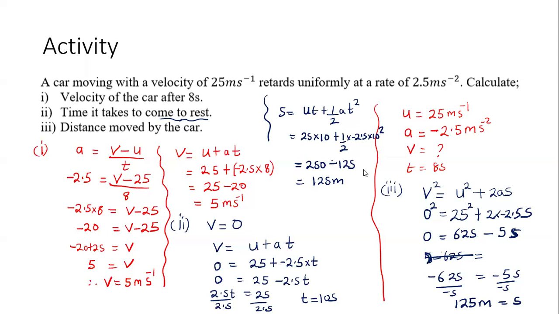Where is the negative coming from? The negative comes from the statement that was mentioned that the car was retarding. So being a retardation, we used a negative. So acceleration is negative.